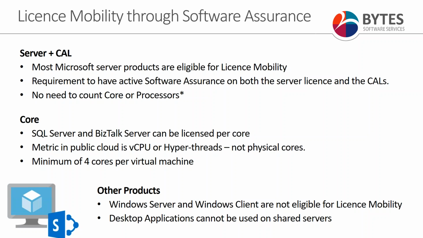Also, some desktop products such as Office, Visio and Project are not eligible for license mobility unless licensed through Office 365. So for example, you can't run a traditional copy of Office Professional Plus in an Azure VM, but you can use Office 365 Pro Plus. Subtle difference in the license terms.